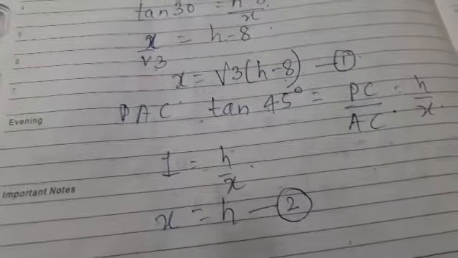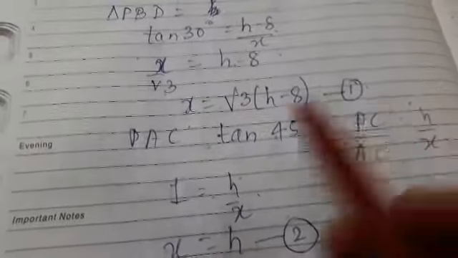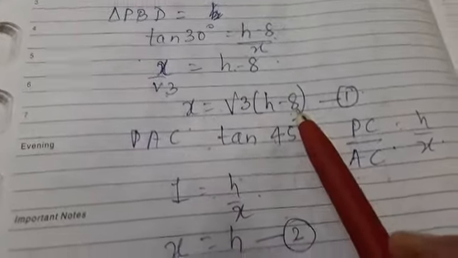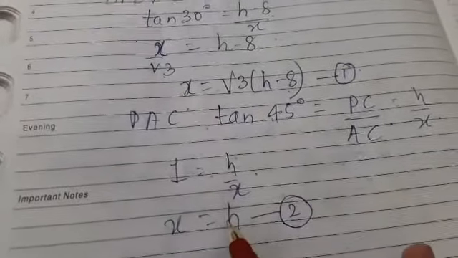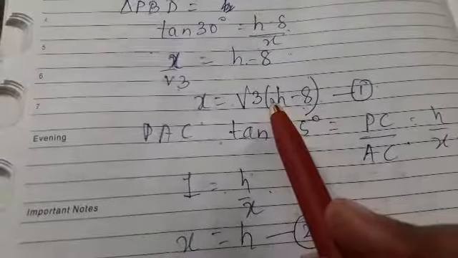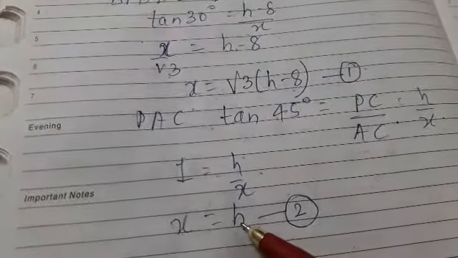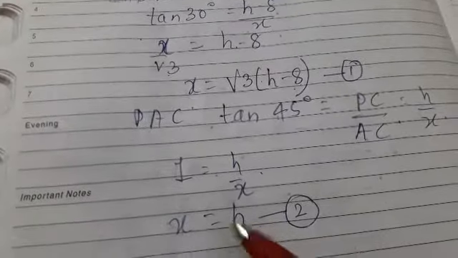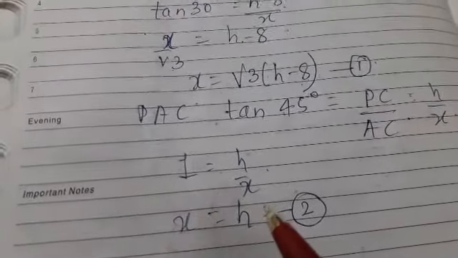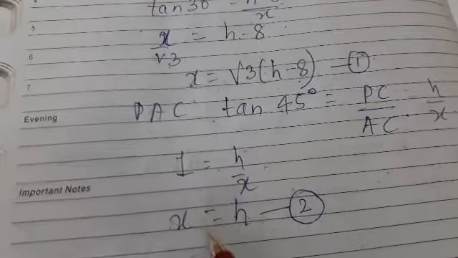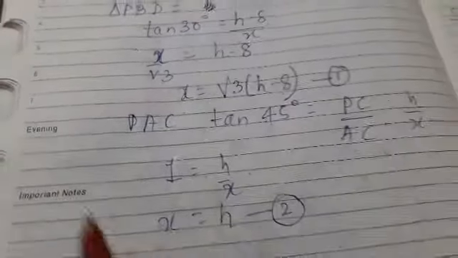Now what? x is equal to h, and here x is equal to root 3 (h minus 8). So what we can do, this h we can put here, and we will then find the value of h, and because h is equal to x, the answer for x will also be the same as h. I hope you followed what I said.